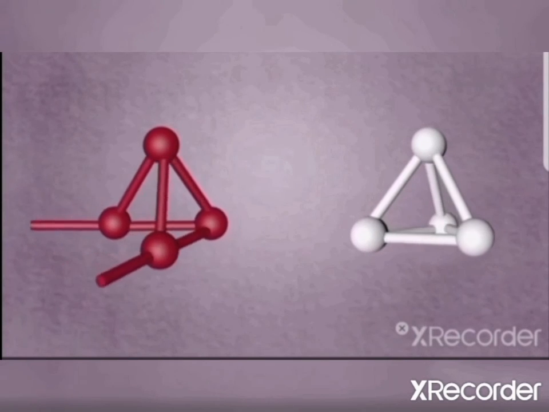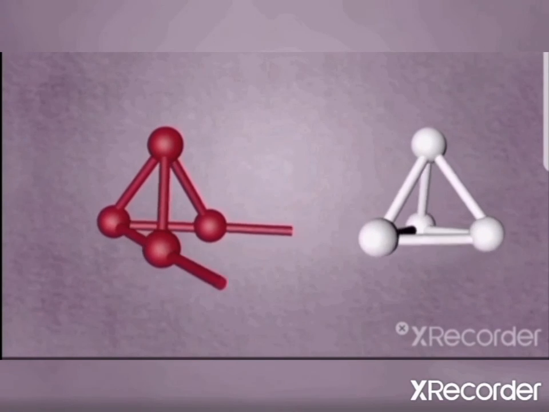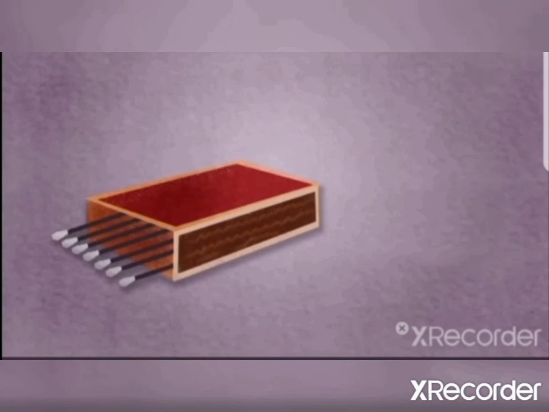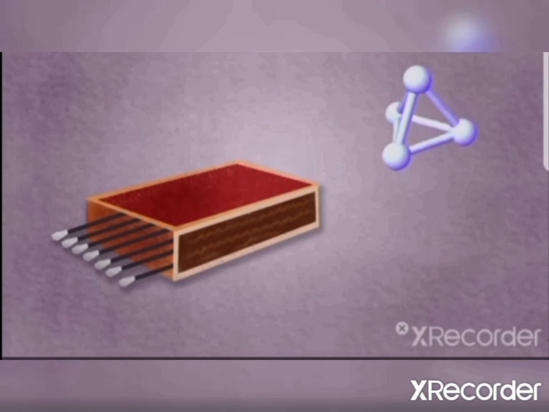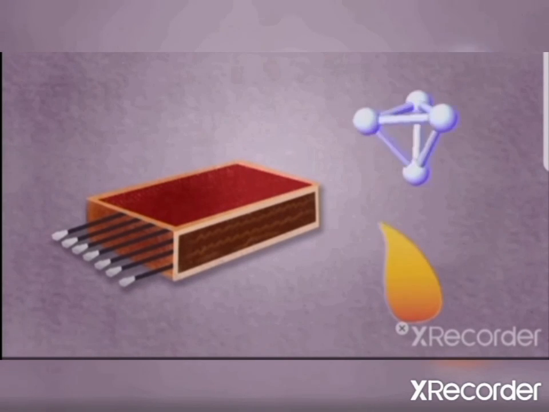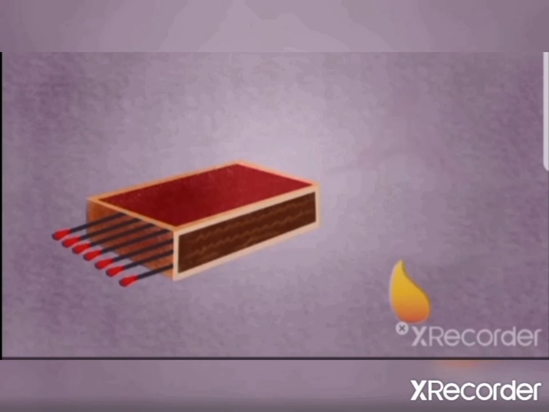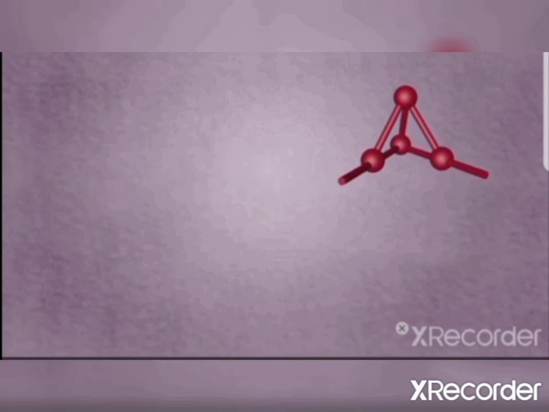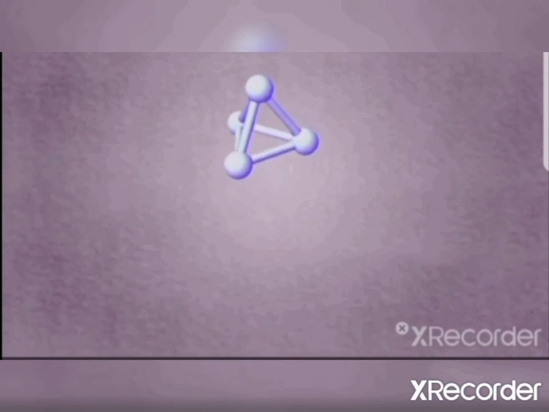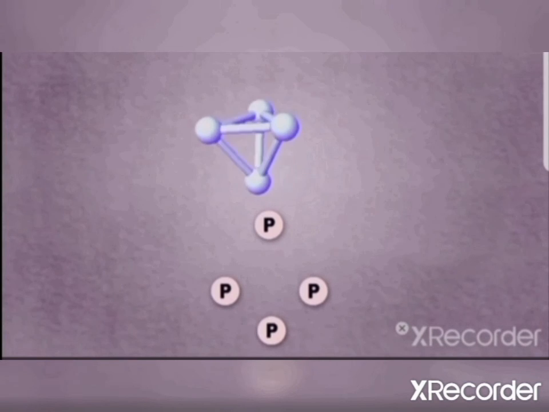The difference in color is due to their internal structures. These matches can be struck anywhere for ignition. Since this allotropic form of phosphorus is highly inflammable, it is very dangerous to use. Therefore, it was slowly replaced by red phosphorus. White phosphorus consists of P4 molecules which are held together in a tetrahedral arrangement.